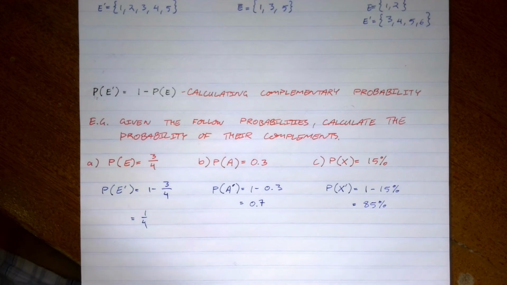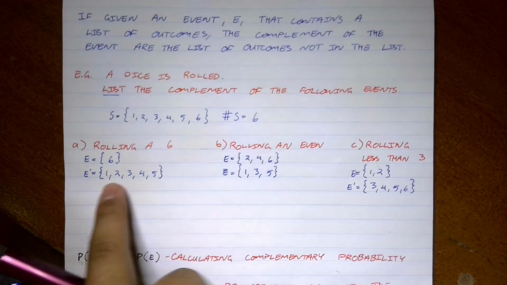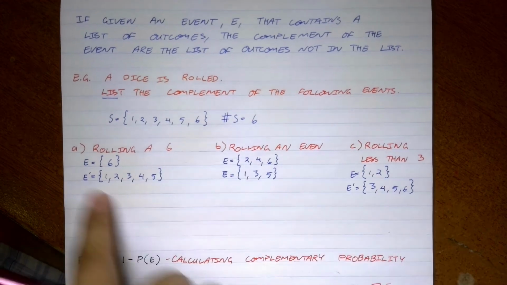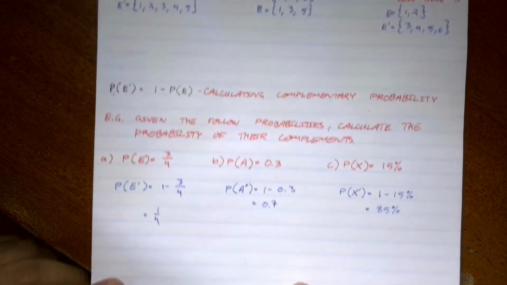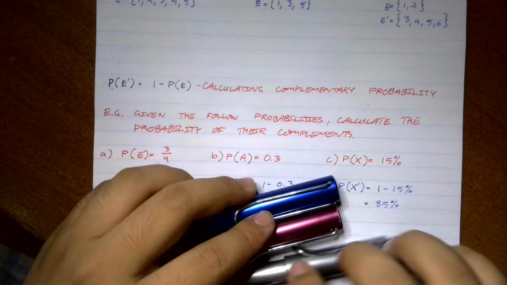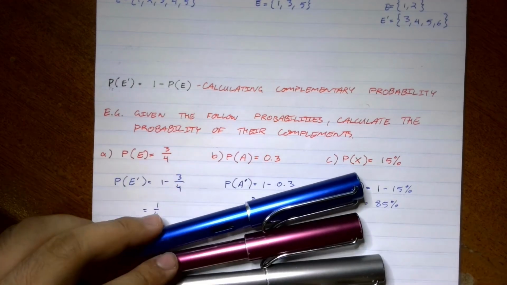So I hope that gave you a very quick insight into how to list, so this is listing the complements of an event, and this is calculating the complementary probability of an event.